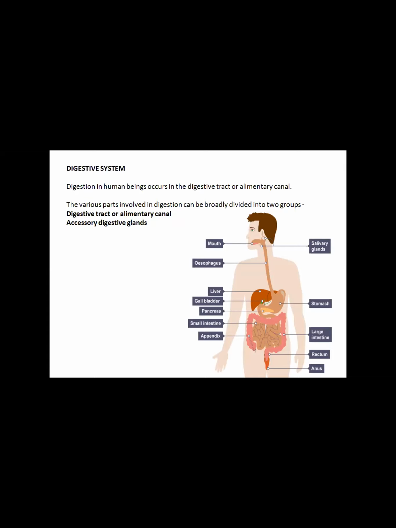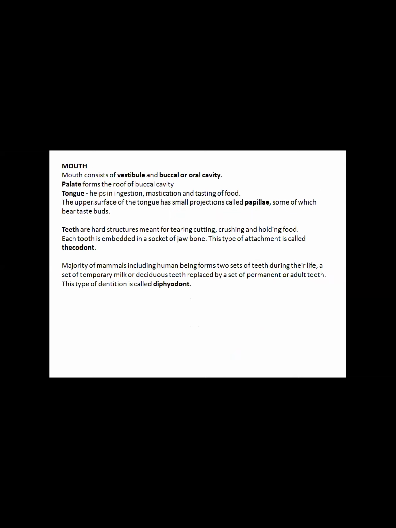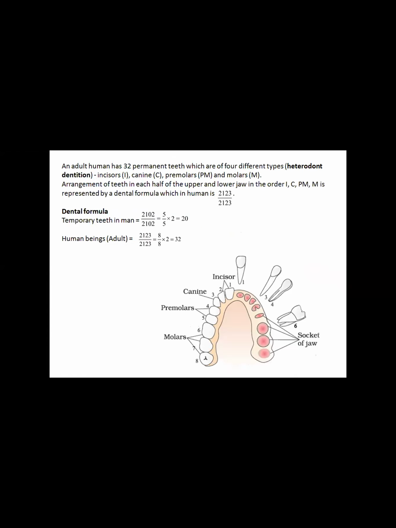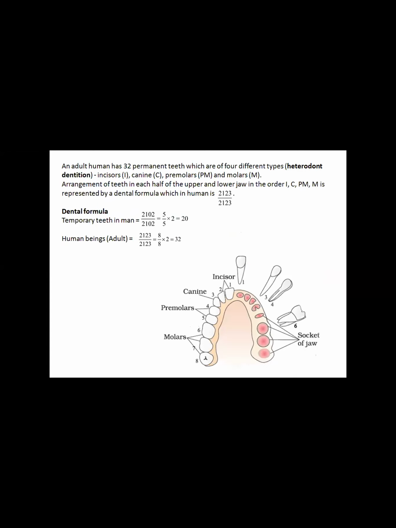And we started with the alimentary canal. We discussed the alimentary canal, how it starts, where it ends, and all the organs that make up the alimentary canal. Then we studied a bit about the mouth and three most important terms: ecodont, heterodont, and diphyodont. We studied the dental formula in adults as well as in babies.